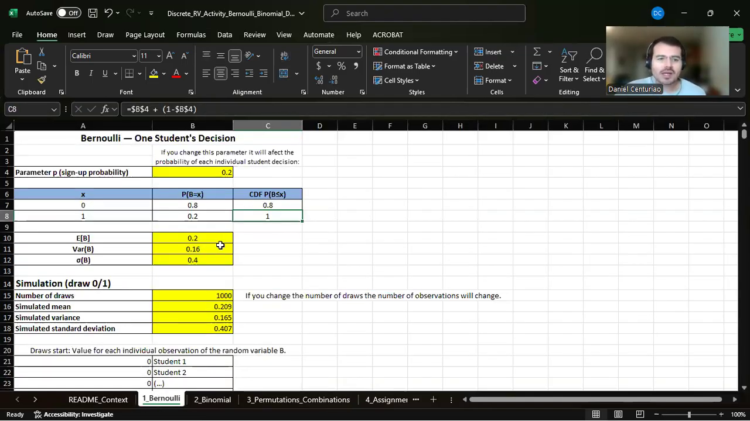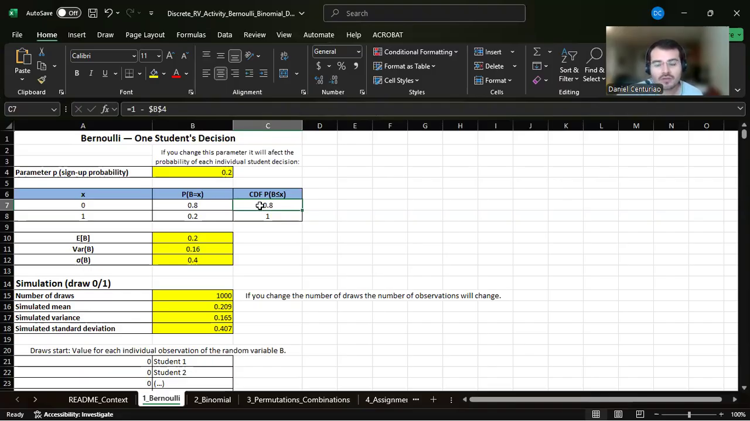Okay, so basically, what I did here is a small simulation. So I created a parameter and I said the probability of a student to sign up is about 20% by our anecdotal knowledge of previous events. Then I show you what is the probability distribution of signing up and what is the CDF, which is the cumulative probability function for this case.